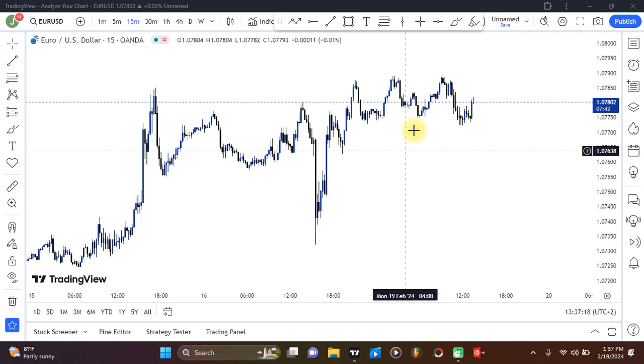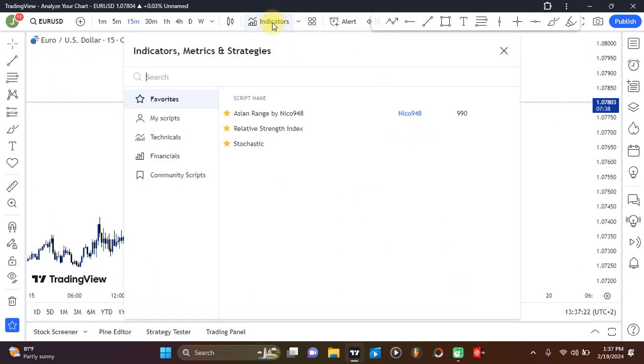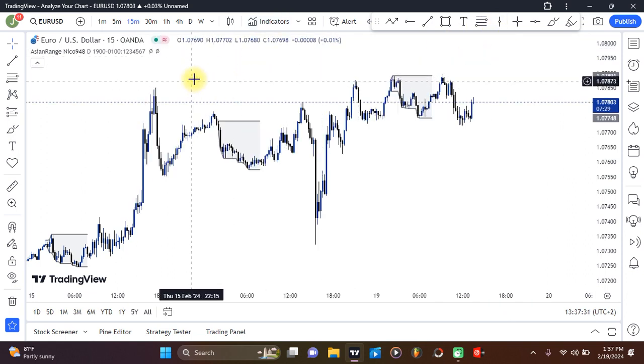Now you want to go into your indicators and find an indicator called the Asian indicator by Nico. This is by Nico 948. So you want to apply this indicator on your chart. Remember, we are using only the 15 minutes and the 30 minutes.